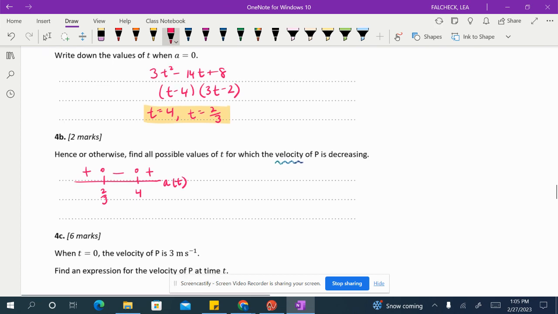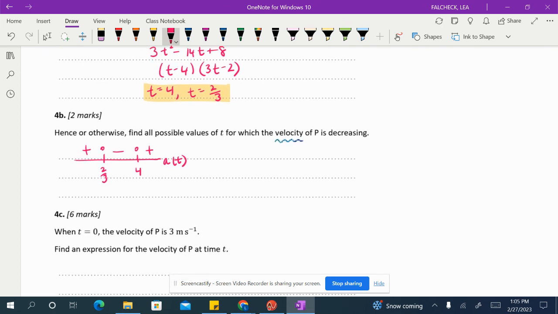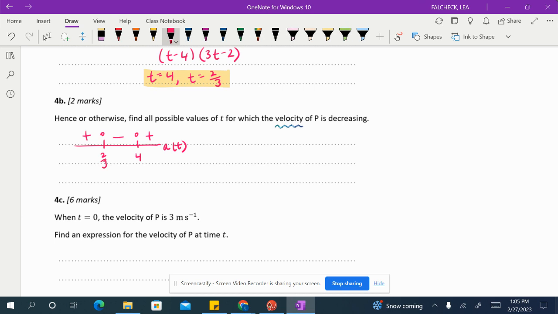We're going to use this information in order to make decisions about the velocity, which is the integral of this. So if the derivative of it is positive, we know that the original function, or the velocity, is increasing. If the derivative, or the acceleration, is negative, we know that we have a decreasing velocity. And if the derivative is positive, we know that we have an increasing original, so an increasing v of t.